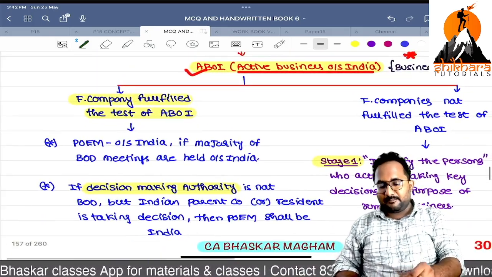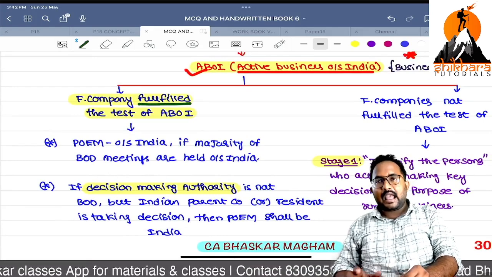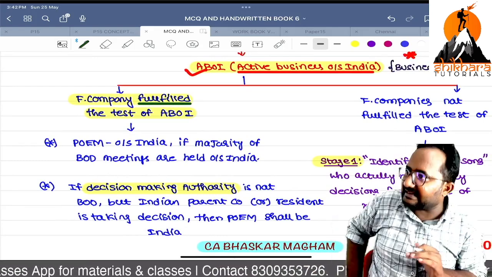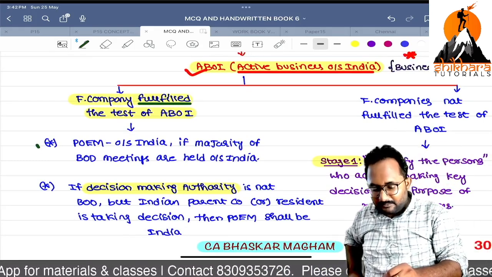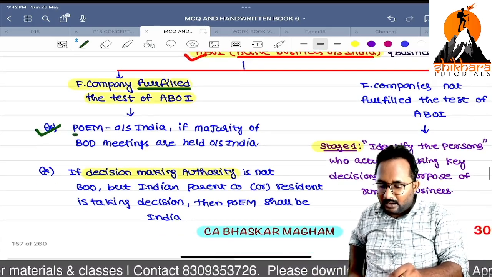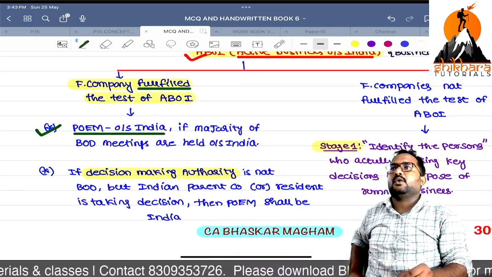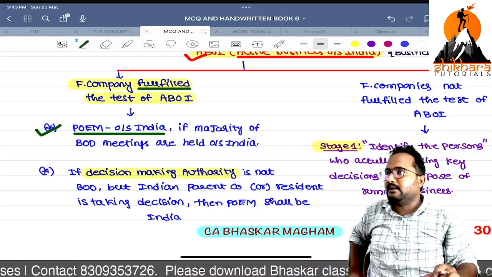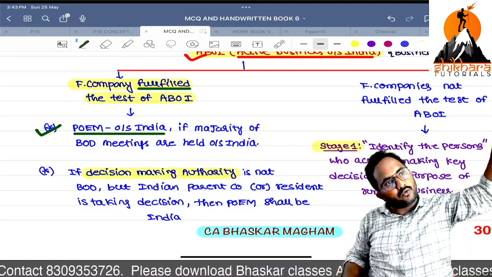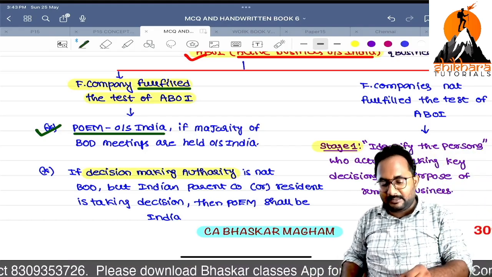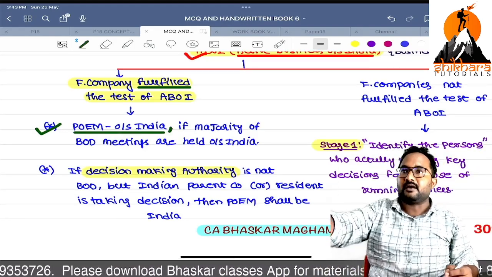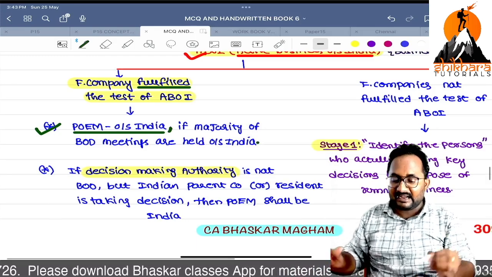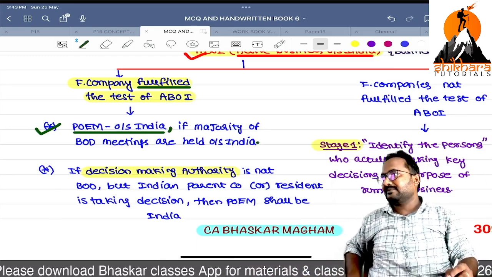If a foreign company fulfills the active business outside India test, then POEM is treated as outside India only. Effectively, their management is situated outside India only. Because they are doing business actively outside India, POEM can also be treated as outside India if the majority of board meetings are held outside India.